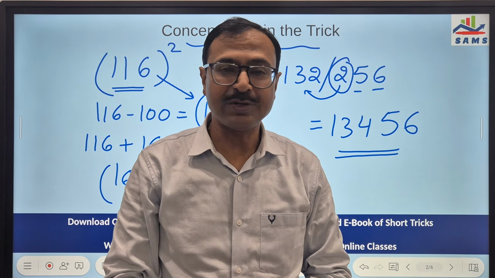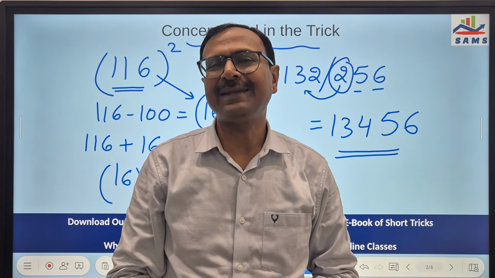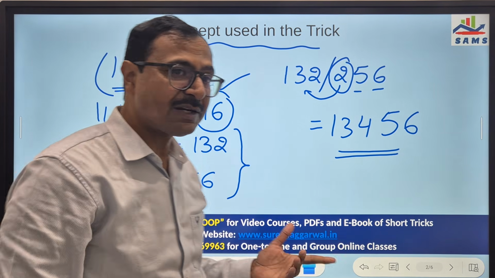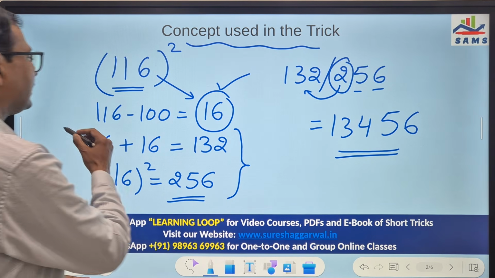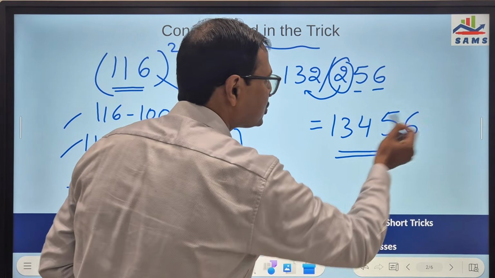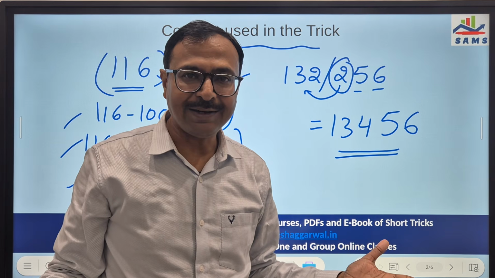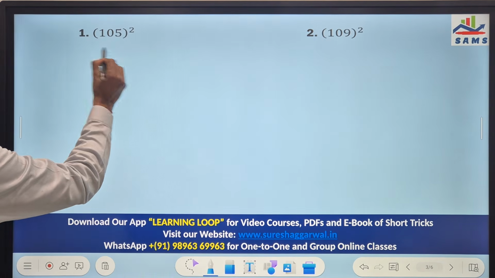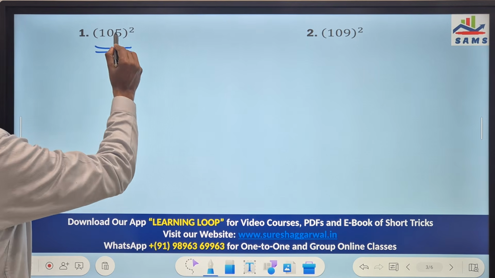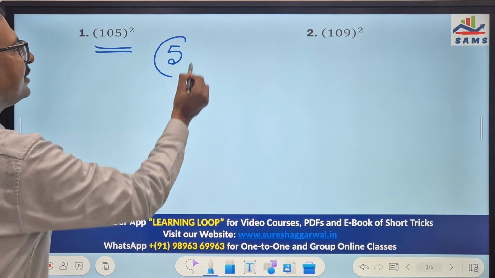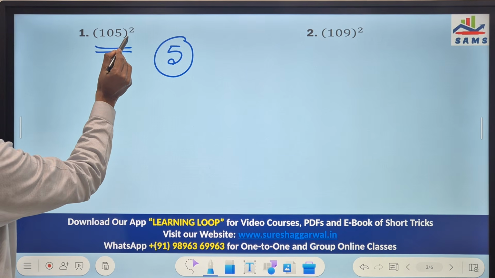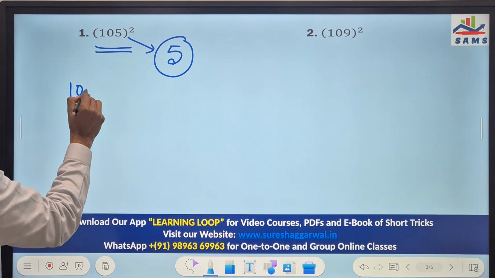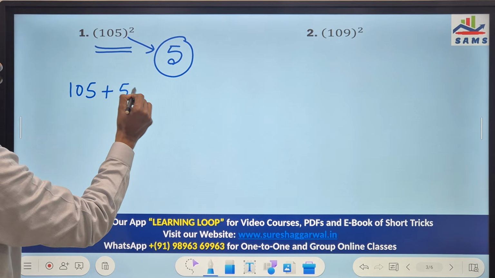When I write all these steps, you will feel like so many different steps are there, and it is going to consume more time. But I don't think that is actually the case. You practice 30-40 questions and you don't have to write all these steps. You can directly write these two numbers and get the square directly. I'll show you how. Look at this. 105 square. I know that the excess quantity is 5, right? When you add like this, 105 plus 5, you can do it directly, but I am writing it here just to show you the steps.